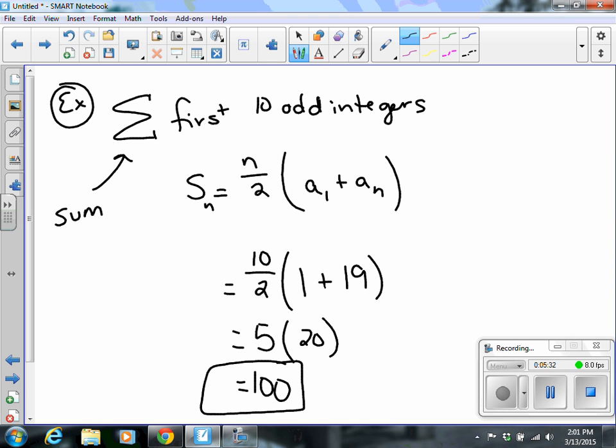Some of you might find that it's actually easier to just list out the first 10 odd integers and then just add them. That's okay. I'm just telling you this is a formula in case we get larger numbers. It may be easier to use that. Now let's talk about when they don't necessarily give us enough information, and we're going to have to use that an equals a1 plus n minus 1 times d.